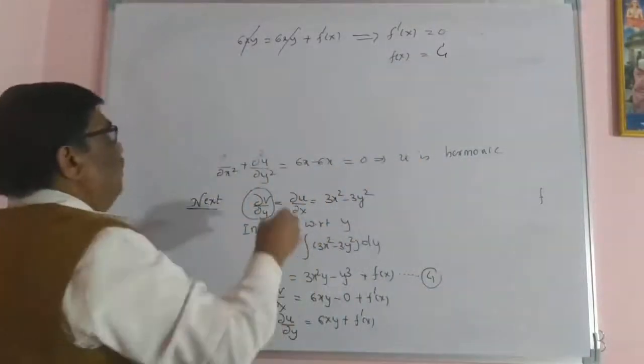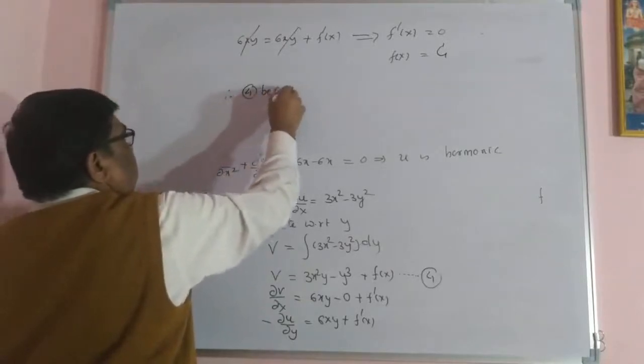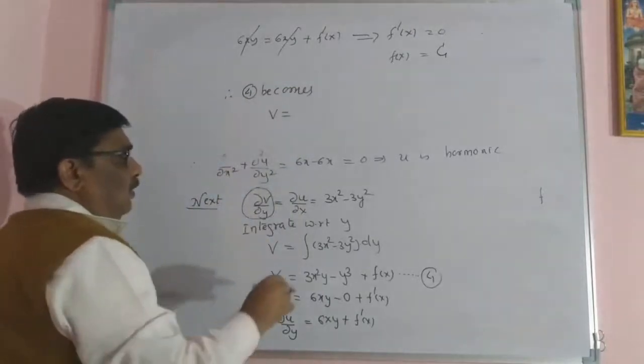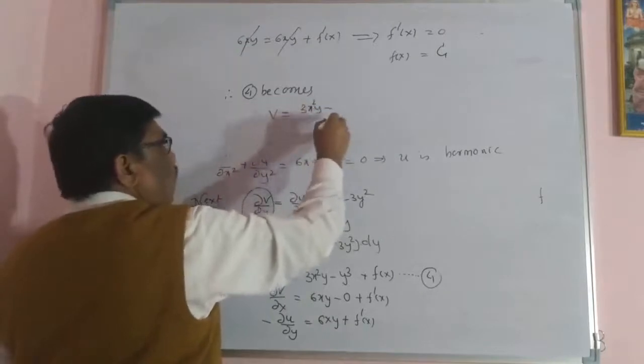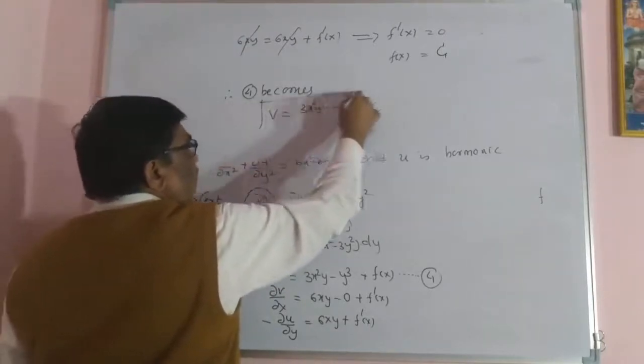Therefore 4 becomes v equals 3x²y minus y³ plus c. This is the harmonic conjugate.